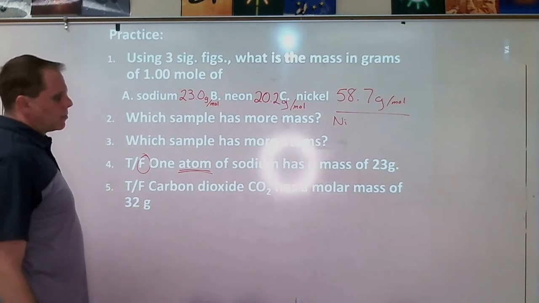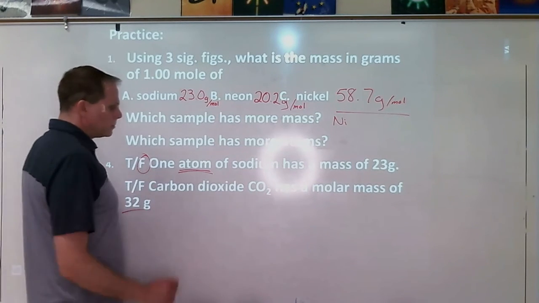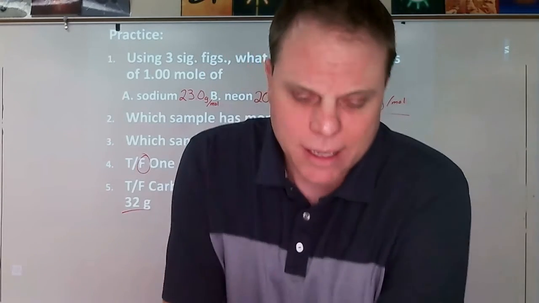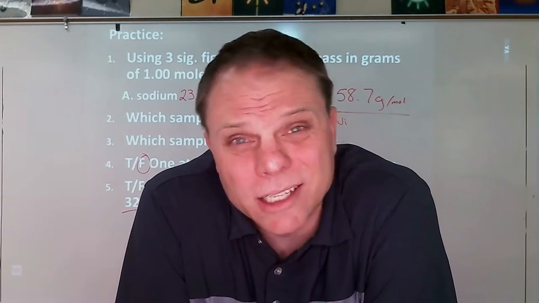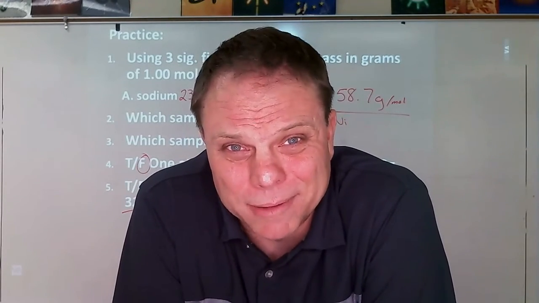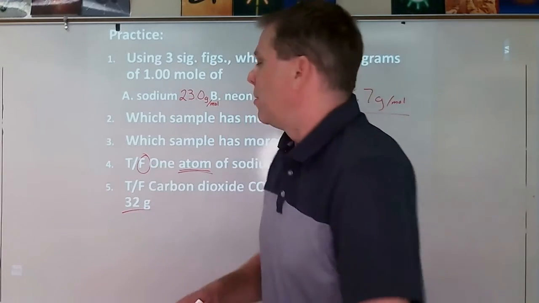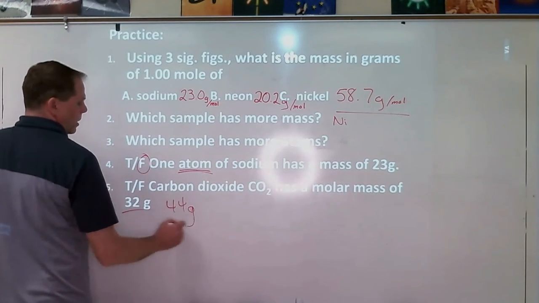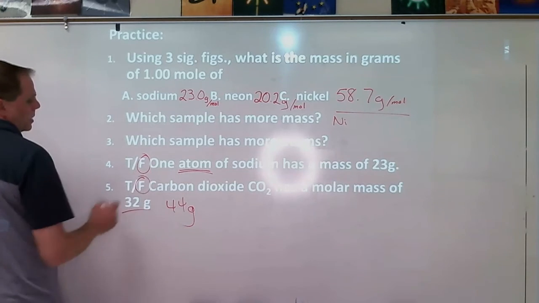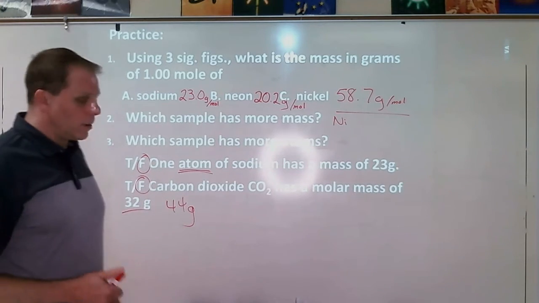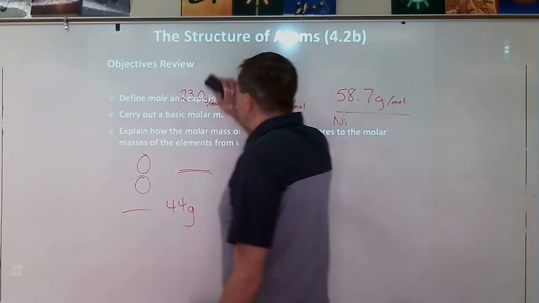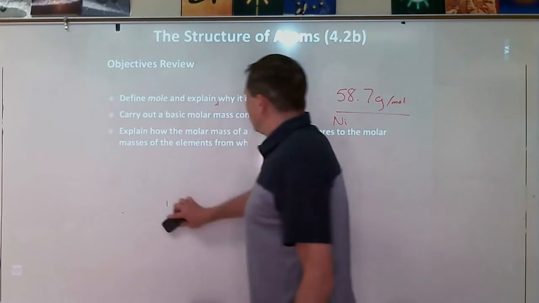True or false? Carbon dioxide has a molar mass of 32. Well, I've got 2 oxygens. That's 16 plus 16. That's 32. And now I have to add carbon. That's 44. So this should actually be 44 grams and not 32. So that's also false. Cool? Make sense? All right, so let's see if we can now review our objectives, see what we've learned.